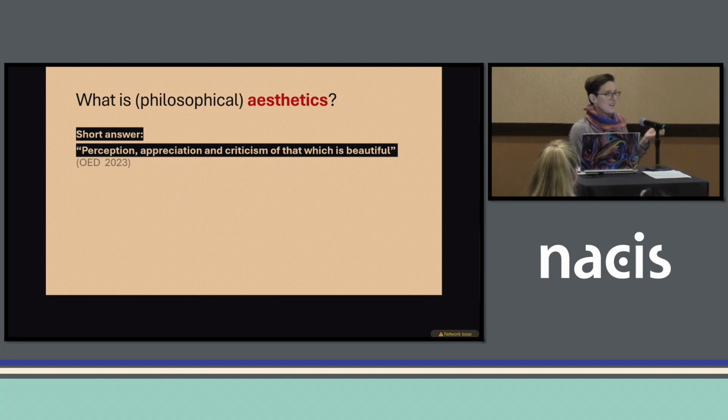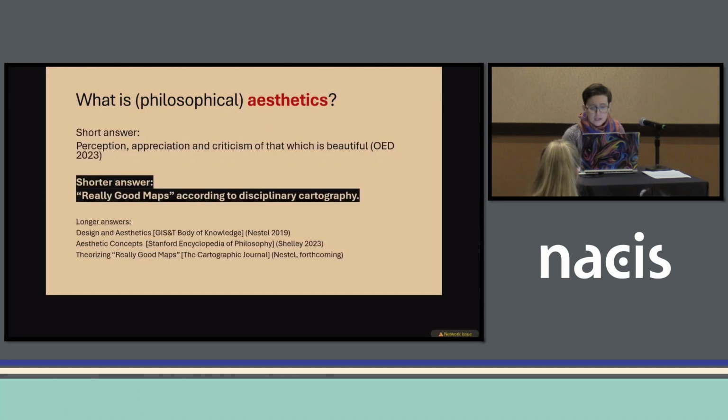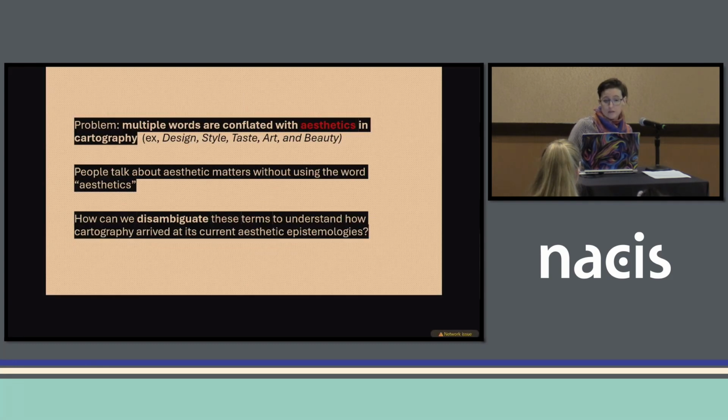This is the short answer to what is this that comes from the Oxford English Dictionary: perception, appreciation, criticism of that which is beautiful. Sounds rather abstract. So a shorter answer is really good maps. When we see a map and we think, this is good, that map just has something special to it, that's an aesthetic experience. That's what I'm referring to when I talk about philosophical aesthetics and aesthetics in cartography.